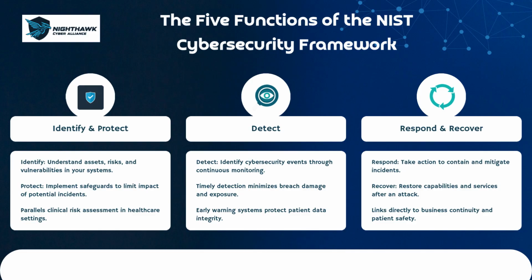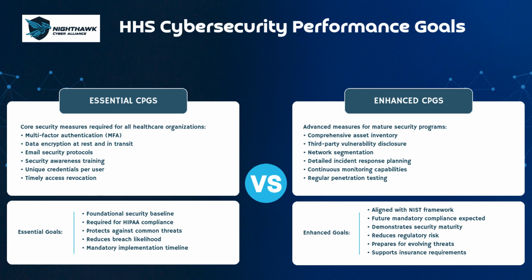These 5 functions work as a cycle, not a checklist, and every healthcare organization is expected to have practices in place across all 5. The Department of Health and Human Services has published cybersecurity performance goals, known as CPGs, that divide security requirements into 2 tiers. Essential CPGs are the core security measures required for all healthcare organizations. These include multi-factor authentication, data encryption at rest and in transit, email security protocols, security awareness training, unique credentials per user, and timely access revocation.